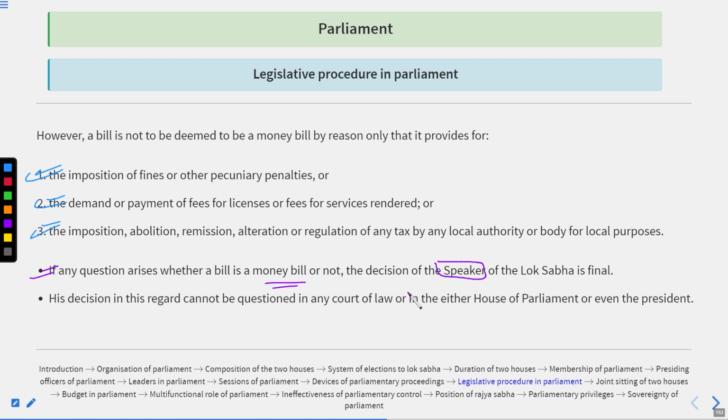If any question arises whether the bill is a money bill or not, the presiding officer of the Lok Sabha takes the decision, and whatever decision he takes, whether to approve the bill as a money bill or not, the decision is final. That could not be challenged in a court of law, no voting could be held, and no addressal would be given by the president. That's what we had discussed in the previous lecture.